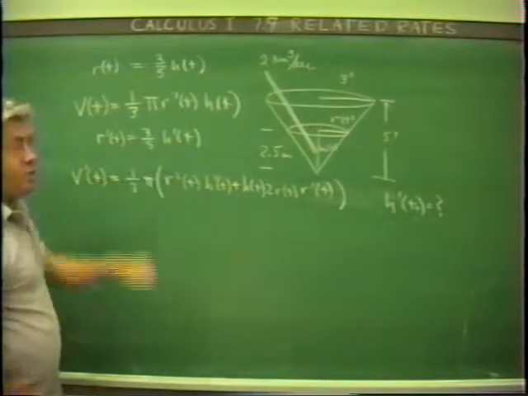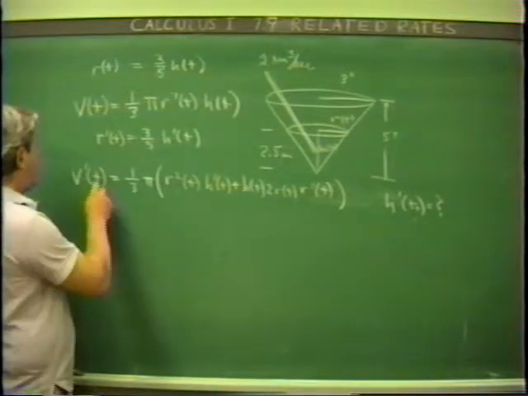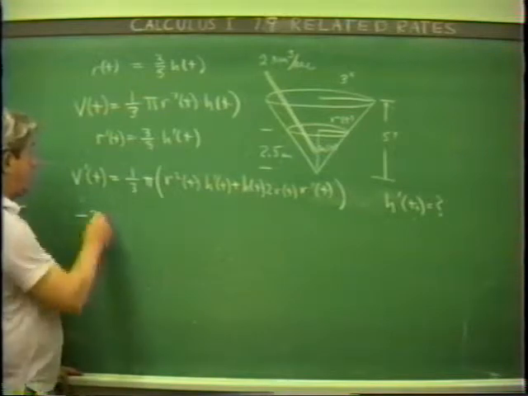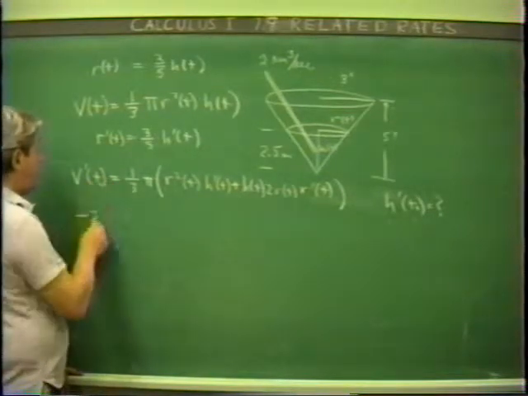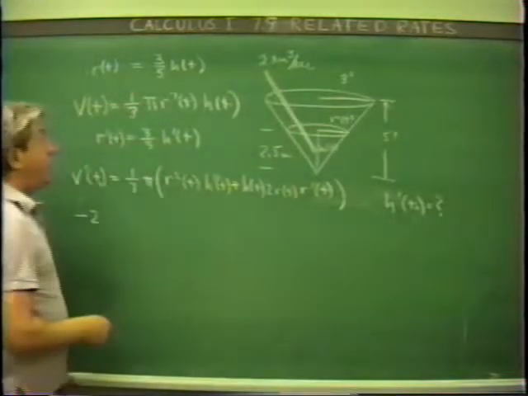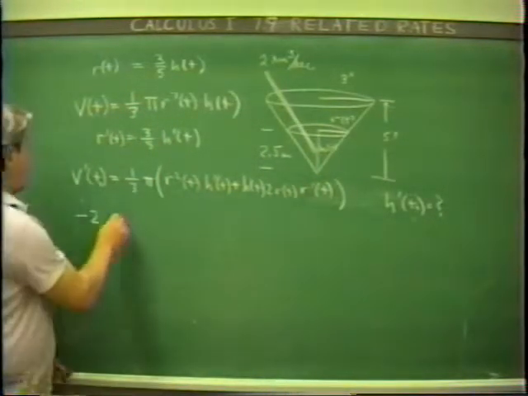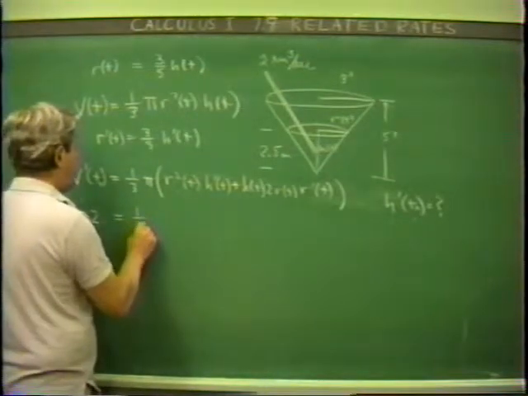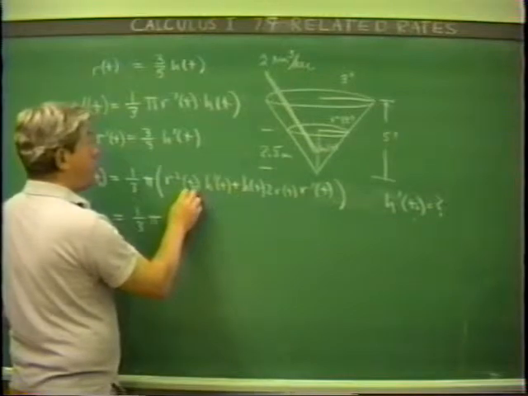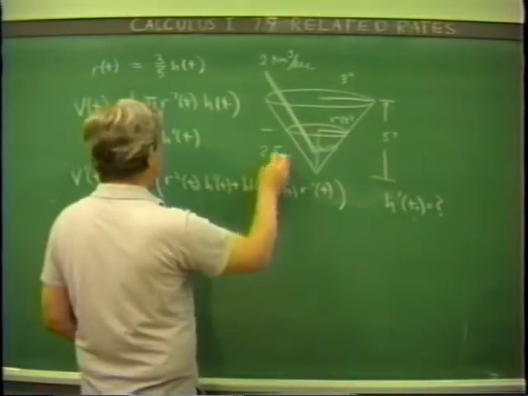Okay, now we've got the equations and the differentiated equations, and we now can begin to put in the particular values that hold true at the time we're interested in. So that, for example, v prime at the time we're interested in is -2. That's v prime at t naught, because the volume is decreasing at the rate of 2 cubic inches per second. So that -2 will be equal to 1/3 pi. And now r prime at the time we're interested in.